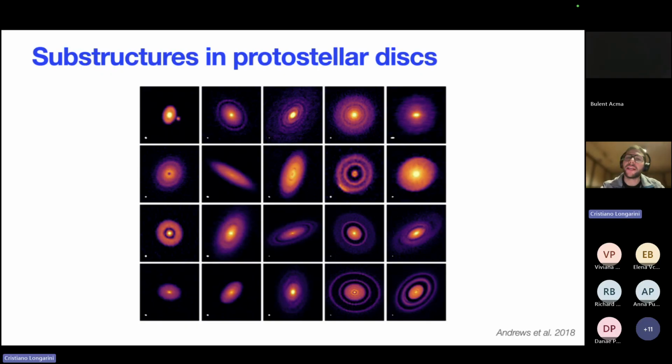There are different physical mechanisms that can explain such substructures, but one phenomenon that is able to explain all of this substructure is planet-disk interaction. So it is possible that in some of these disks, planet-disk interaction is going on, so there is an embedded protoplanet.